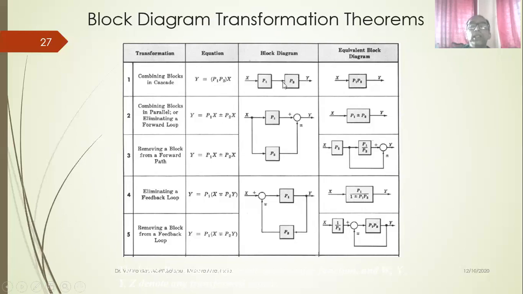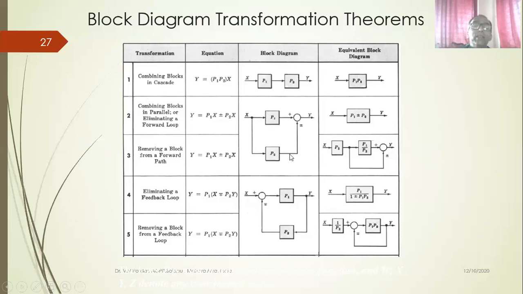Originally, these are blocks in series or blocks in cascade. What is the equation for this original block diagram? How to read this block diagram? X into P1 into P2 is equal to Y. Now when I combine this, the same equation should be obtained. X into P1 into P2 is equal to Y.